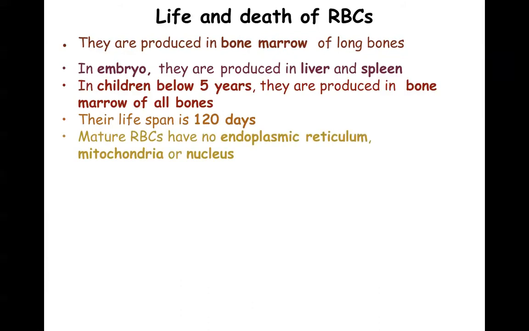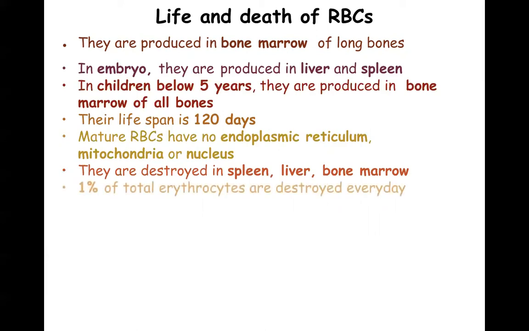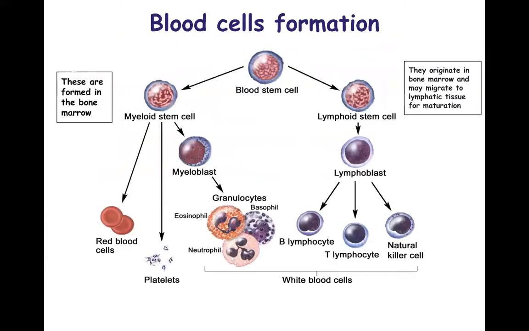Mature RBCs, as you have already seen, have no endoplasmic reticulum, no mitochondria, no nucleus. And they are destroyed in three different parts of the body. Number one is the spleen, number two is the liver, and number three is the bone marrow. So RBCs are formed in bone marrow, and they're also destroyed in bone marrow. And 1% of total erythrocytes, that means total RBCs, are destroyed every day. 1% of whatever amount of RBCs we have in the body are destroyed on a daily basis.